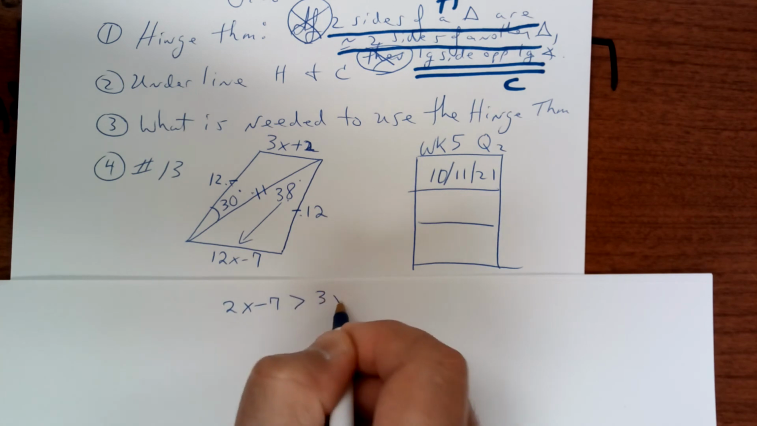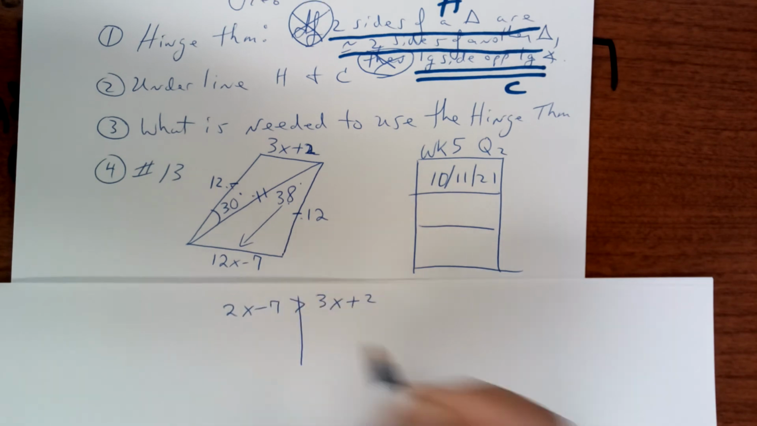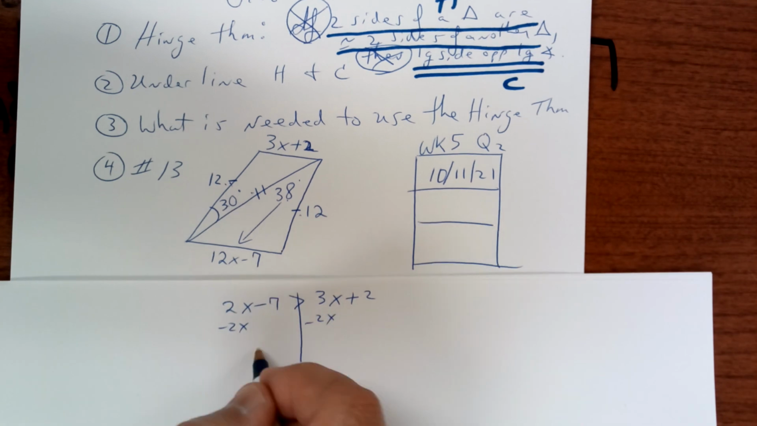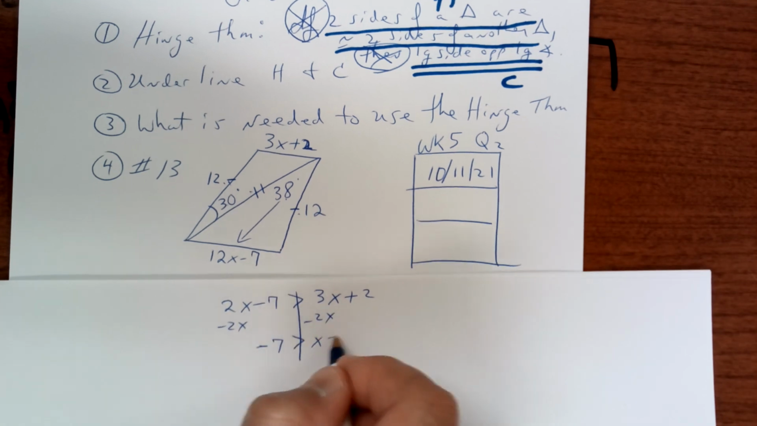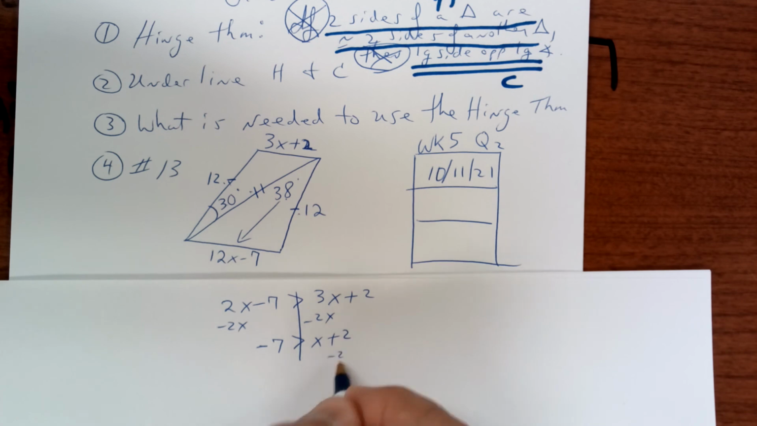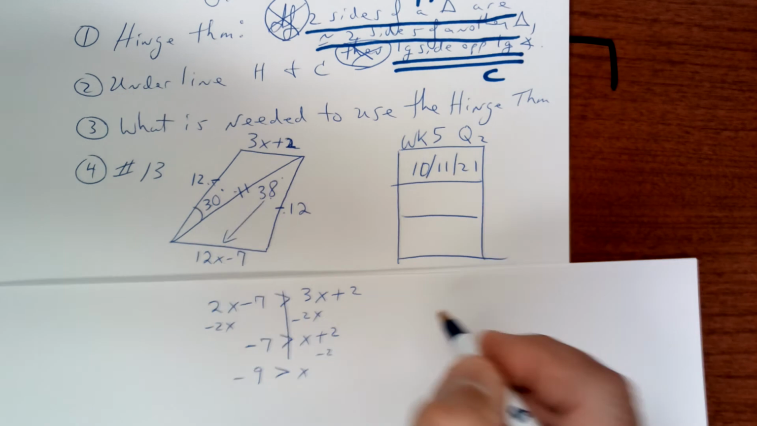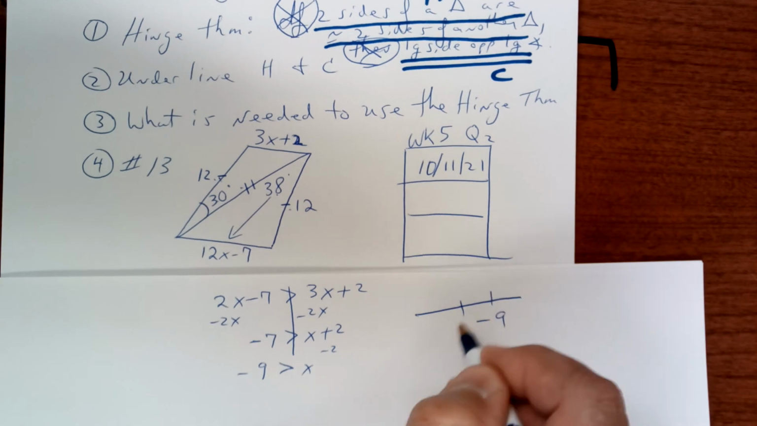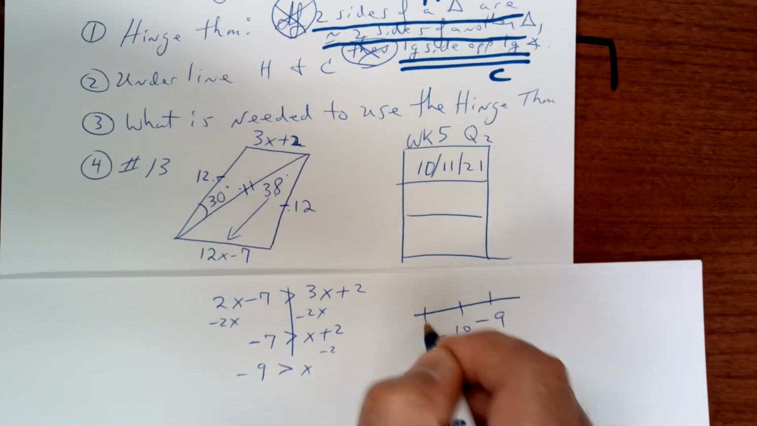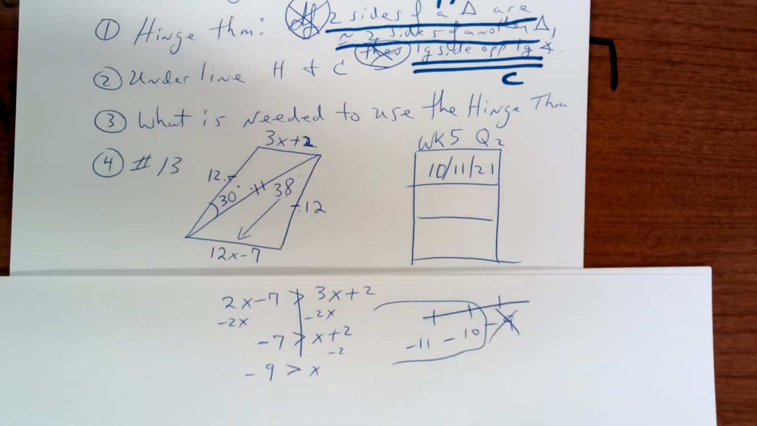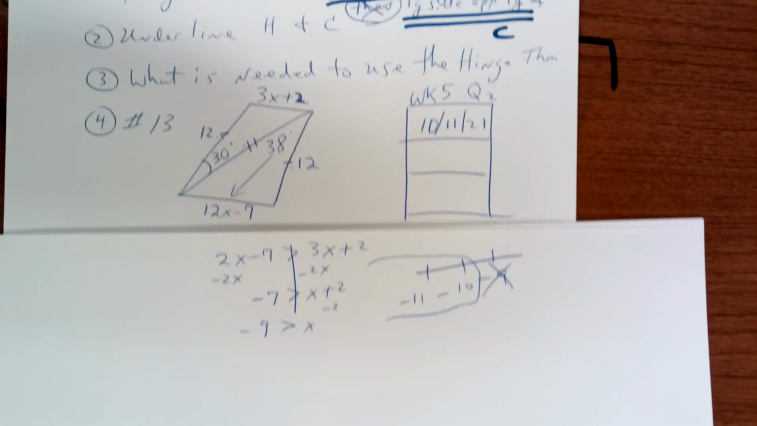It's an inequality. Still work it the same way. You're going to subtract 2x, and then you're going to subtract 2, and get x is less than negative 9. Well, less than negative 9 is going to be negative 10, negative 11. So those are your answers here. Not that one. It's got to be smaller. All right, let's move on.